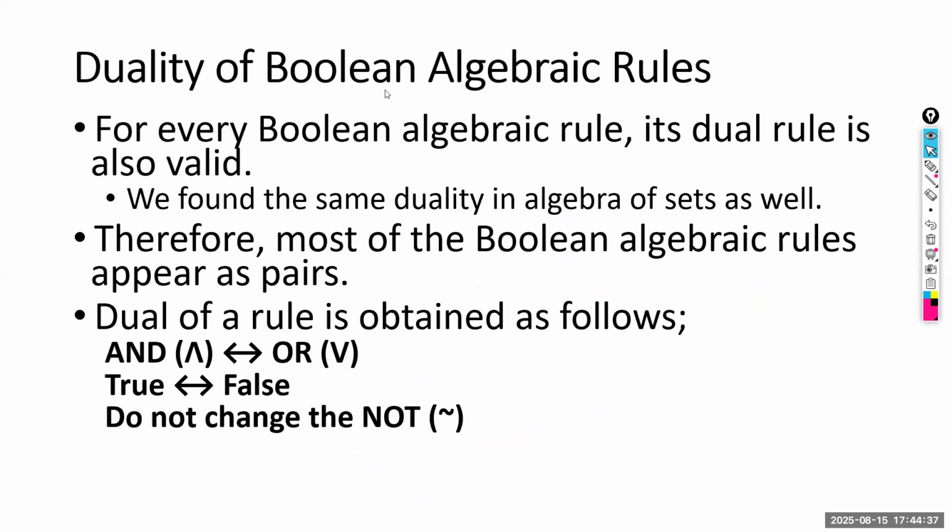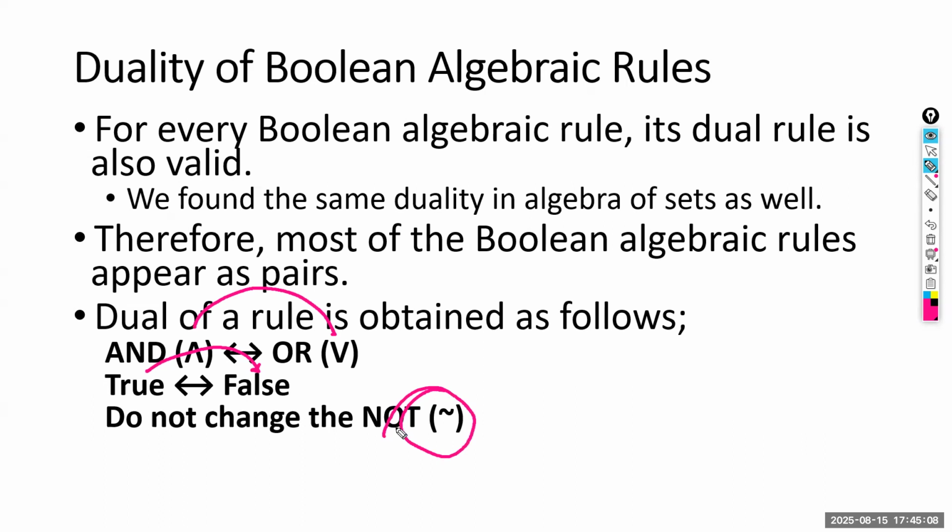Right. So that is a duality principle. So these rules come in pairs. Not all the rules, some rules. So how do you decide which rules have a pair or duality and which do not? Very easy. If you have intersection, and becomes or, true becomes false. Do not change not.